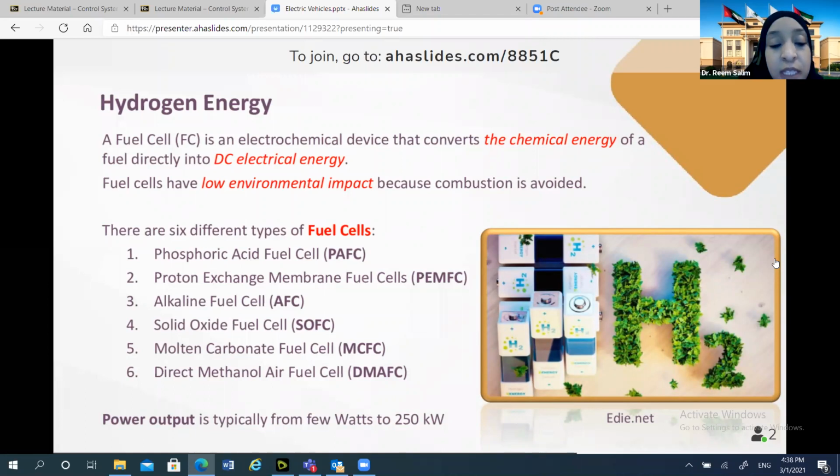Now we have 6 different types of fuel cells available in practice. These are phosphoric acid fuel cells, proton exchange membrane fuel cells, alkaline fuel cells, solid oxide fuel cells, molten carbonate fuel cells, and direct methanol air fuel cells. The type of fuel cell actually being used in cars is the proton exchange membrane fuel cell, or PEMFC. Now, how do these fuel cells operate?